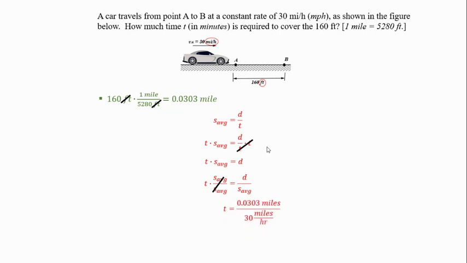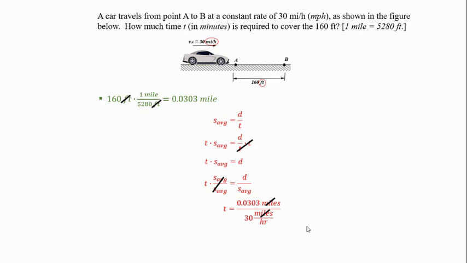So from there, we can just plug in values. We know our distance that we converted is 0.0303 miles. And then the value for average speed is given to us in the statement, which is 30 miles per hour. But here I just chose to write it miles per hour in this unit, so you can see how if you do it right, units will cancel out. So the miles on top is going to cancel with the miles on the bottom.